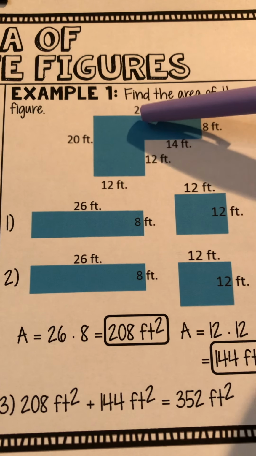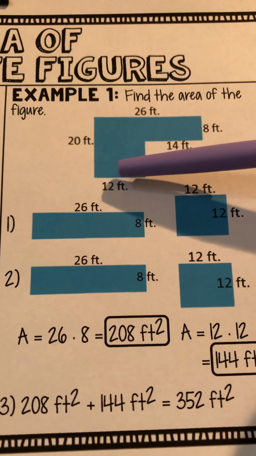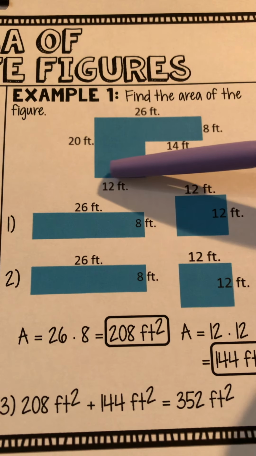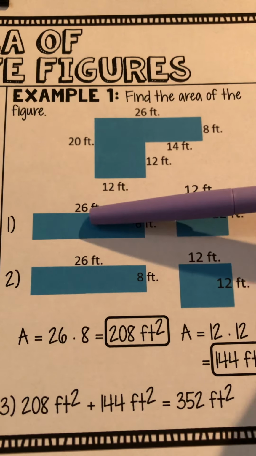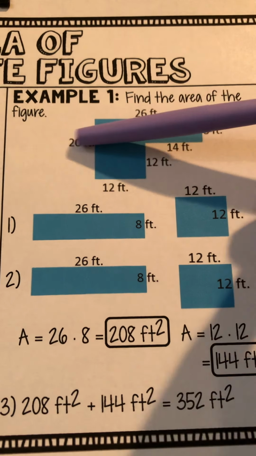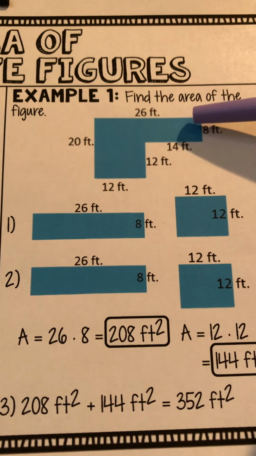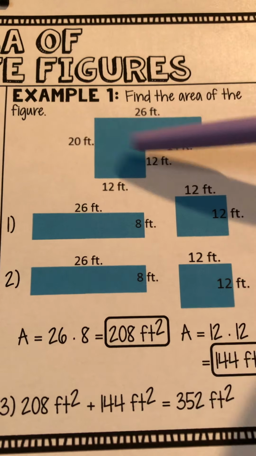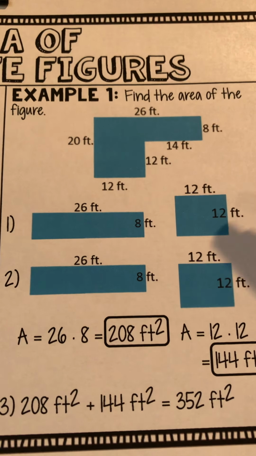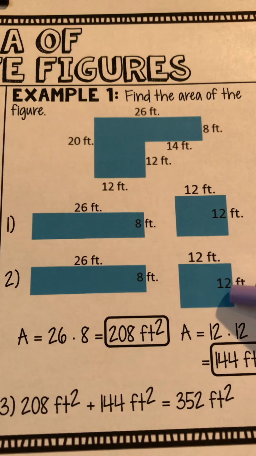So if we kind of drew a dotted line and broke this up right here, we would have a rectangle that is 12 by 20. It's one way to look at it. Or the way that this is laid out, if this is broken up this way, you have one long rectangle that is 26 by 8 feet. So here's 26 by 8 feet. And then this guy is 12 by 12. This square is 12 by 12. All right, so we have a 26 by 8 plus a 12 by 12.